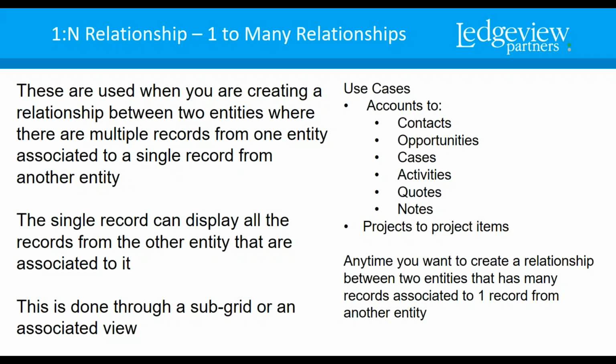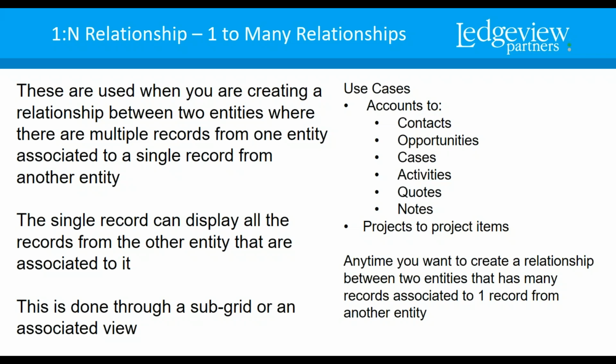Okay? So that's where the single record can display all the records from the other entity that are associated to it, and it usually does this through a subgrid. So if you're ever on the account page, you're looking at it, you see that contact subgrid. It looks like a table, and it lists a certain amount of records, and it has that next page to it. That's a one-to-many relationship, and that's how it displays it for you. It also, in your related entity section, has an associated view that you can pull up. That's how one-to-many relationships display.